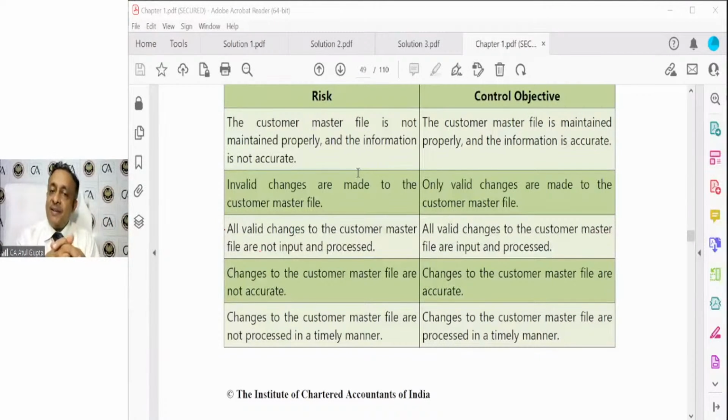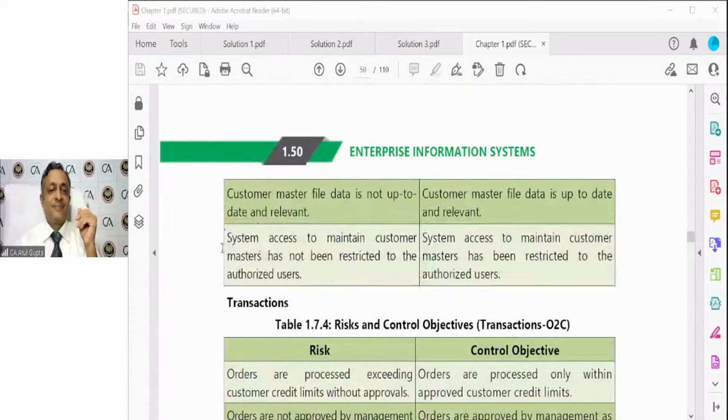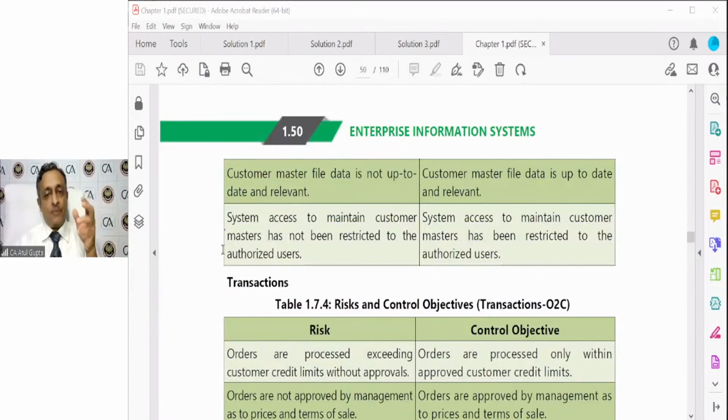Then all valid changes put in master need to be processed. Changes to the customer master must be accurate, so there has to be a validation process. They have to be processed timely. So if you pick the word change, the master is done like that. Then the customer master has to be up to date and access to master has to be restricted. So let us see, you have answered. Yes, unauthorized access, more evidence may be needed, good.